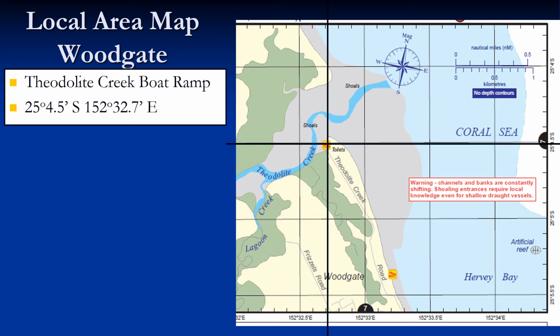So if I have a look at the Theodolite Creek boat ramp, you can see that I've located it on the map already. So that's this area here. And if I want to read the north-south coordinates first, so that's latitude, I'll have to look at the scale on the left-hand side. You can see that's 25 degrees, 0.4, is it? 25 degrees, 0.45, 25 degrees, 0.5.